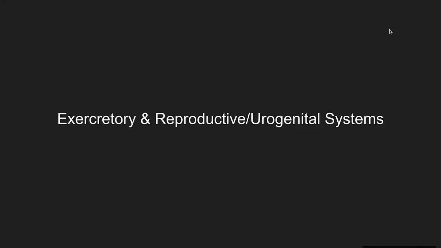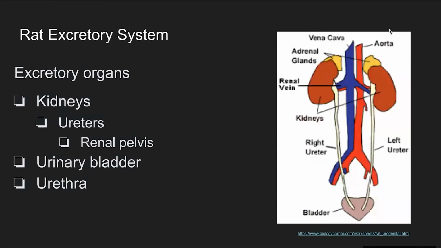All right, next we will be presenting the excretory and reproductive system, also known as the urogenital system for some organisms like the frog. The kidneys are the primary organ of the excretory system for the rat. Their main function in the body is to remove excess fluid and waste products in the form of urine. Their blood supply comes from the renal arteries and veins, which connect directly to the aorta and vena cava.